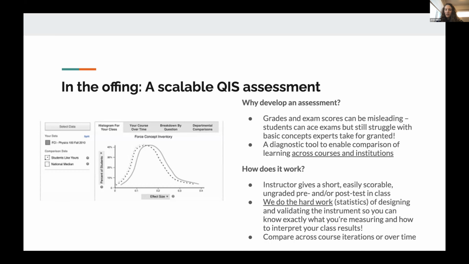Is the class effective? And then we do the hard statistical work, which takes, in many cases, a period of years to design and validate the instrument, so that we can give you feedback based on a lot of psychometrics research and other work that has been ongoing for decades on exactly how this should be interpreted. So that, for instance, if you're finding that your students are struggling on question 7, we have some sense of what that means. And when doing this, you can compare across course iterations or over time or across institutions.